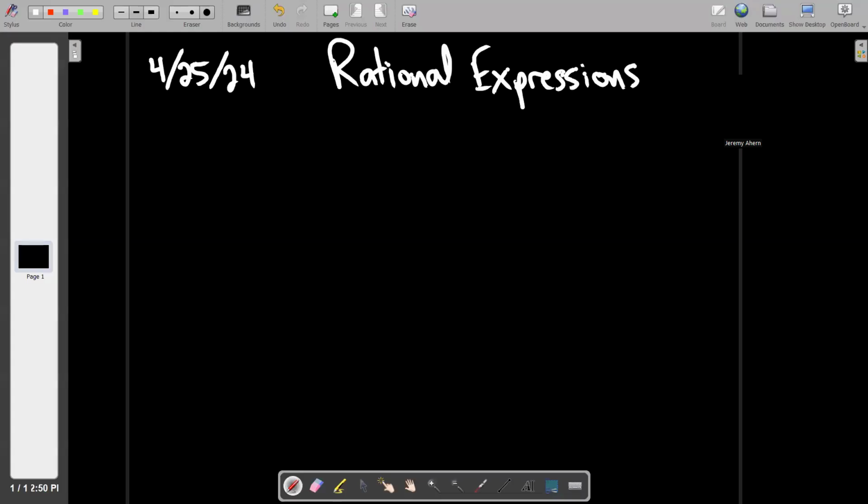Yeah, so factoring is critical to this. If you can factor polynomials, you know how to do a GCF and all that, you'd be pretty good with this. So let's get right into it. What we're doing is we're simplifying.